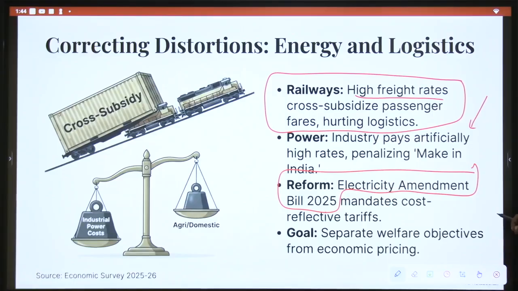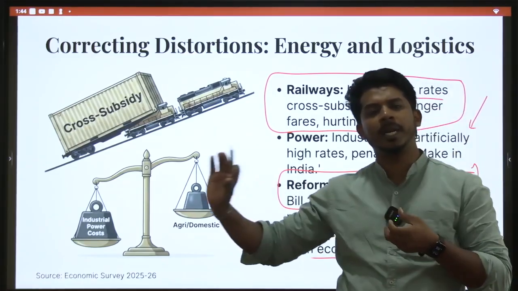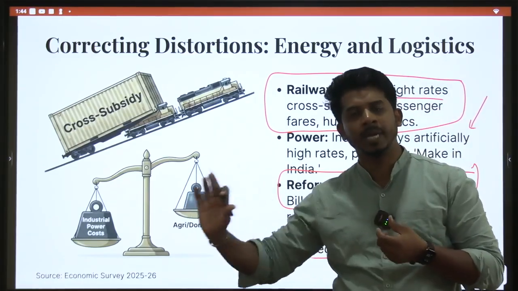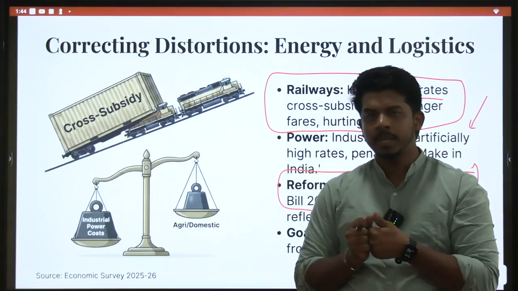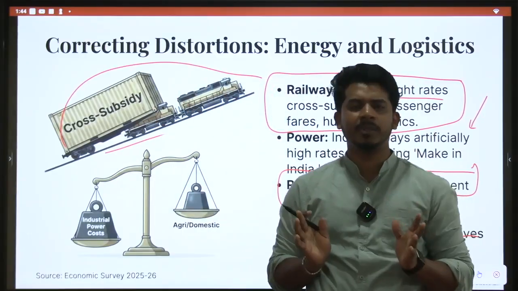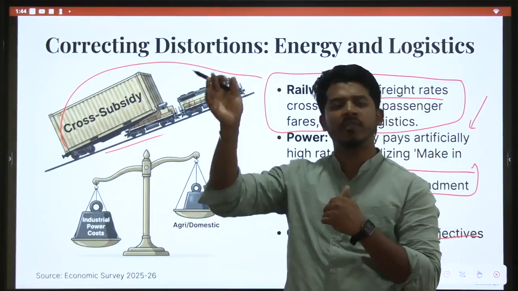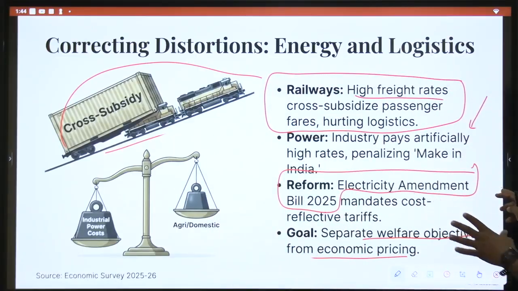So here the theme is to separate welfare objectives from economic pricing. Your economic system shall operate optimally. So don't mix welfare and your economic operations. If it is costing this much, collect that much amount from the passengers. You give some other welfare measure in some other sphere. So these kind of distortions also we are correcting.